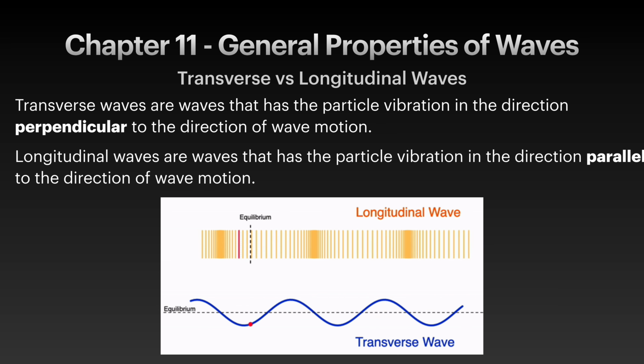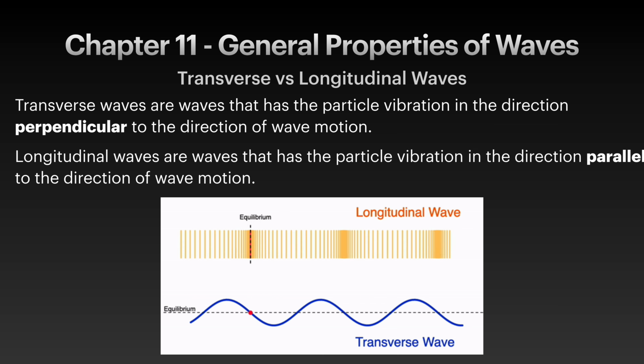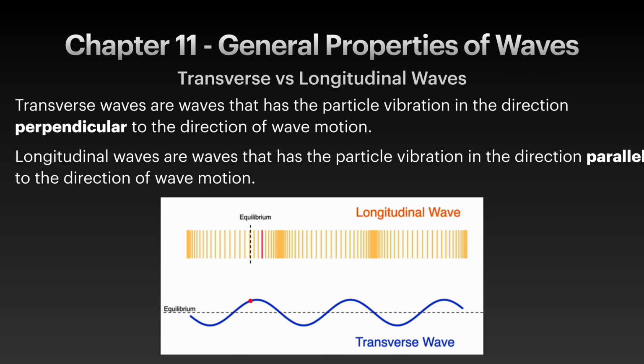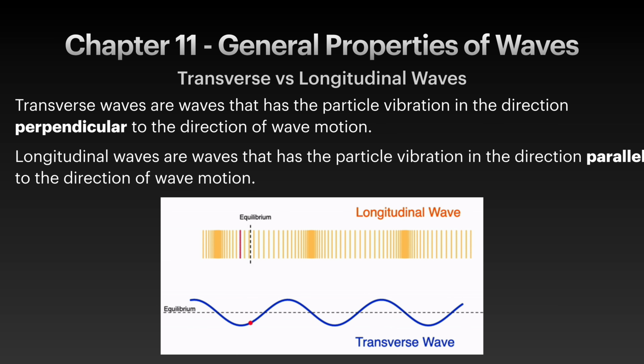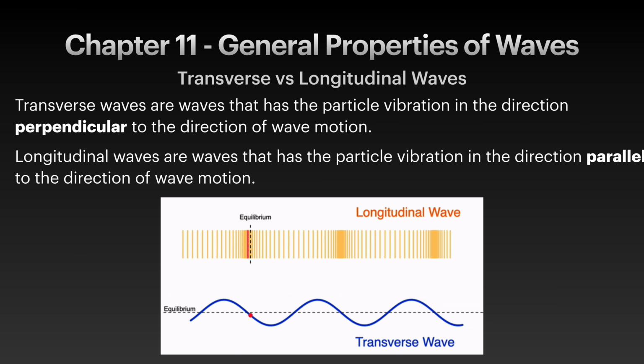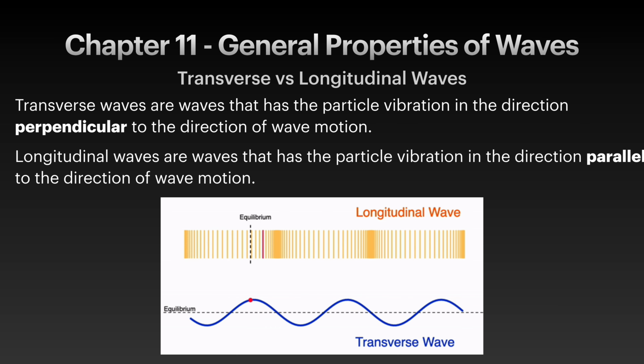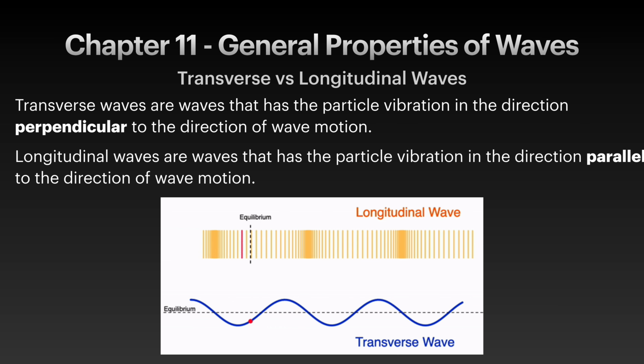In a longitudinal wave, the particles vibrate parallel to the direction the wave travels. Here, the particles bunch together and spread apart in the same direction as the energy. Sound waves and seismic P waves are examples.